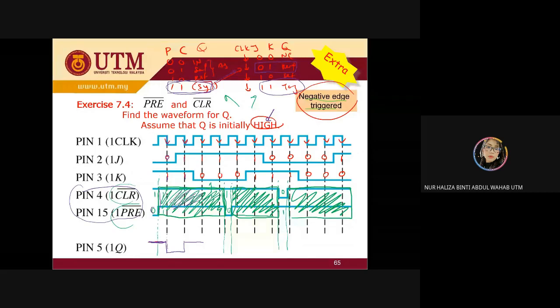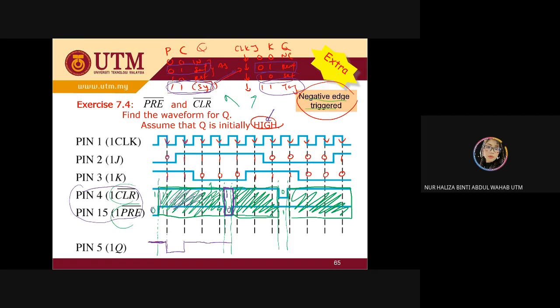One is 1 0. 1 0 is set. So I'm going to have set. And after that, I have here 1 0 again. It is set until I reach at this part. You can see there is a change of value for my pre and set. Now it is 0 1. 0 1 is going to be set again. So I just continue with my set.